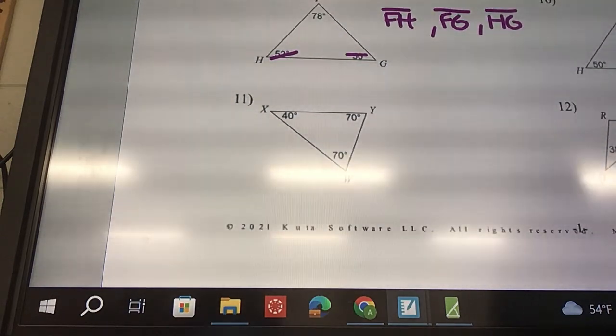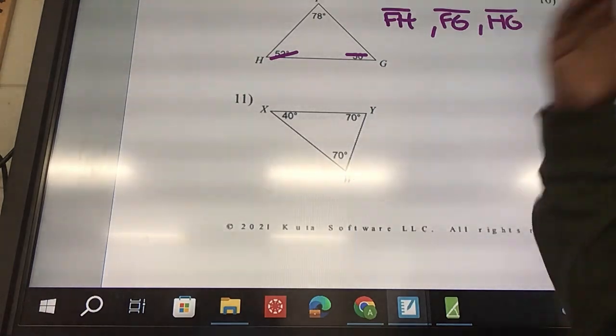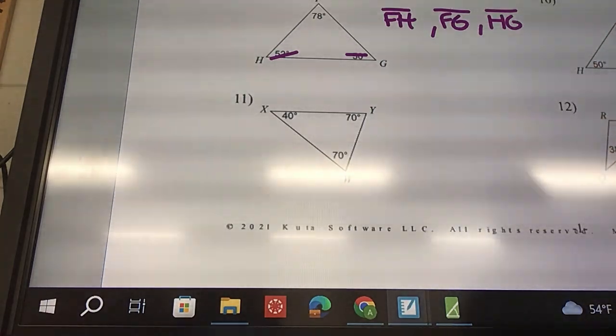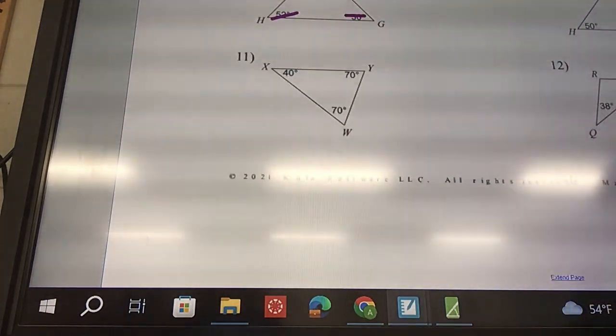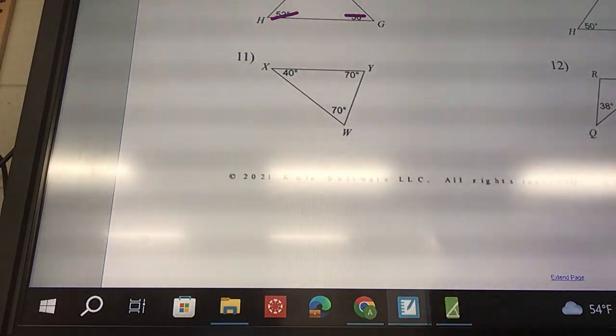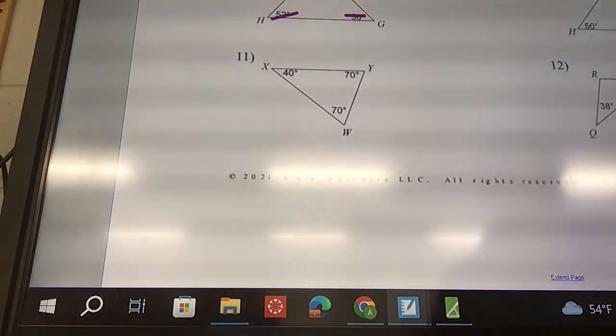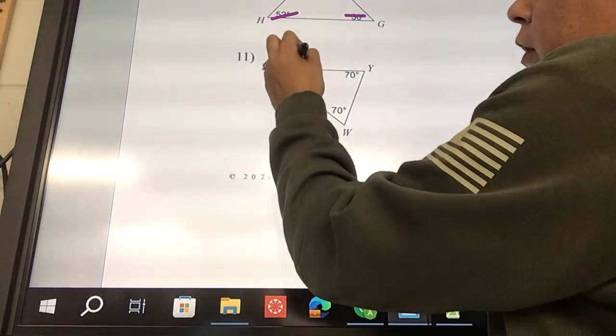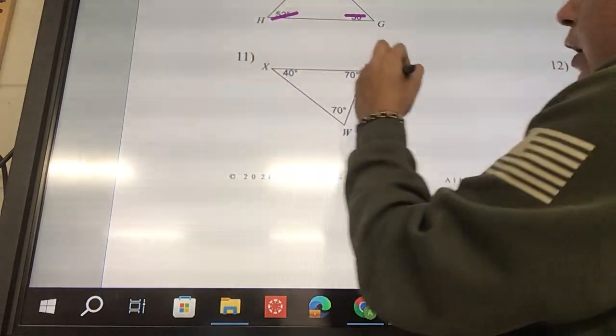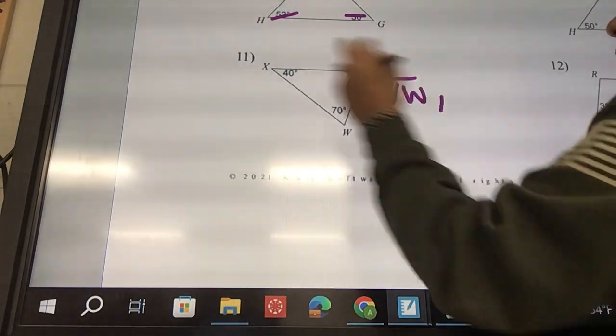Okay, number 11, they're all three solved, so that's good. Now for this one, it is a little bit different, and the reason why is because two of them say 70. So we know that 40 is the shortest, so let's start there. So 40 comes first. If I cover that up, I got YW left.